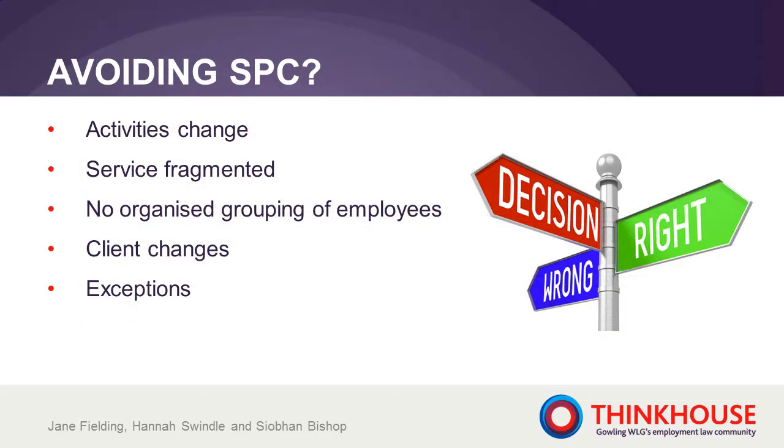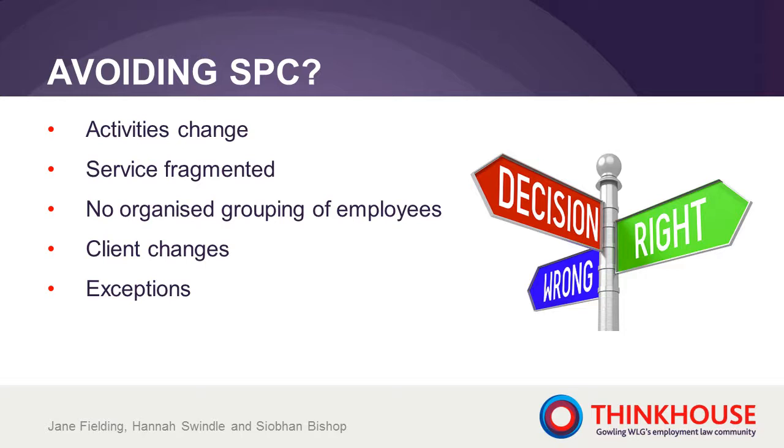So this could happen where the activities aren't fundamentally the same before and after the transfer, or if the services become too fragmented or split up after the transfer. Also, if there's no group of employees that's deliberately organised into a group with the specific aim of providing services to that particular client, or if the activities or services are provided to a different client before and after the transfer. Also, as I've already flagged, there are specific exceptions set out in TUPE, which if they apply, mean that there won't be a service provision change.